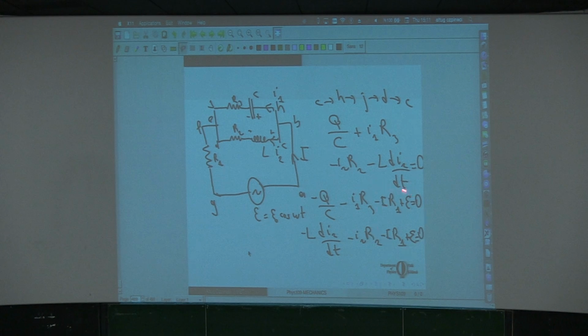Well, these two terms are common, so they will just cancel each other. So I will have minus L di2 by dt, this one, minus I2 R2, this one, plus Q over C plus I1 R3. So this is not an independent equation from these two. They are basically the same equation. This equation is nothing but the difference of these two.